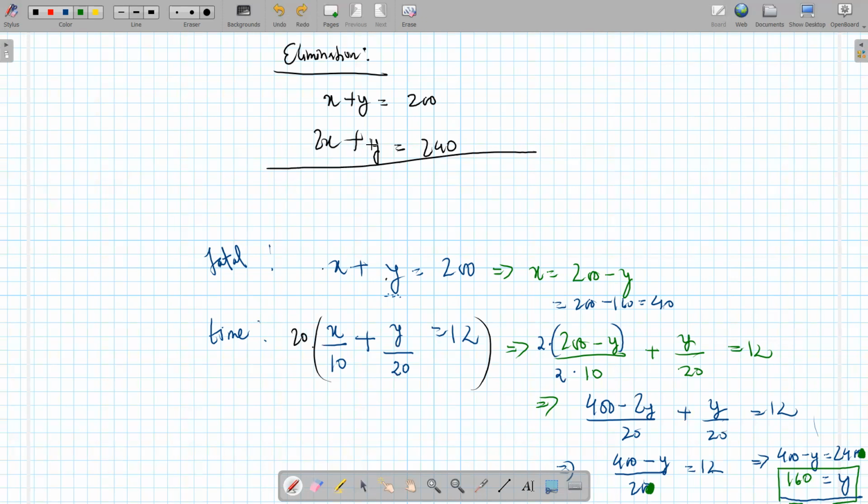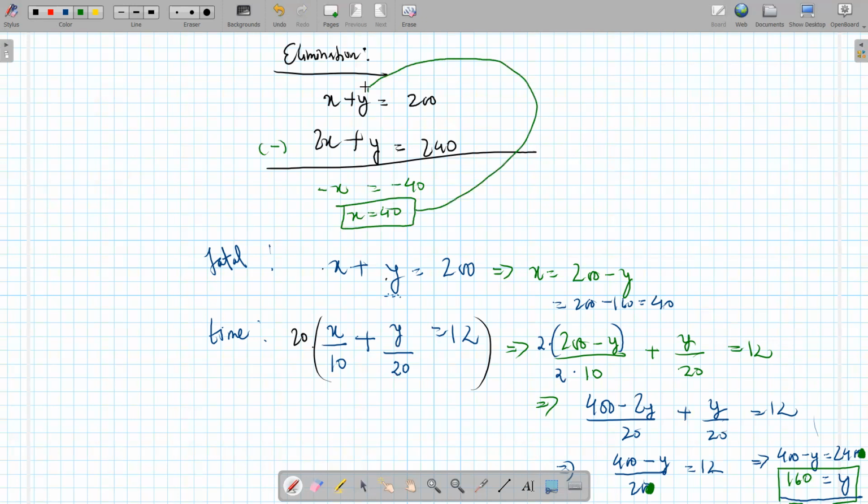So now notice we have y's. They have the same coefficient of 1. They also have the same sign. If they have the same sign, do you add or subtract? You subtract, right? Now x minus 2x becomes negative x. y minus y becomes a 0, disappears. 200 minus 240 becomes negative 40, and x is going to become 40. And that's what the question is asking you.